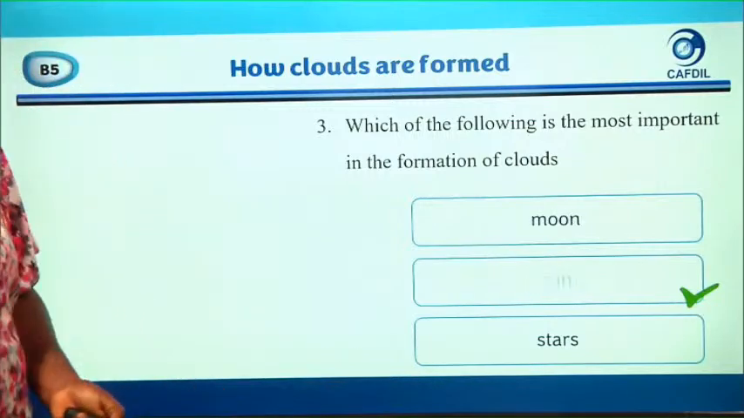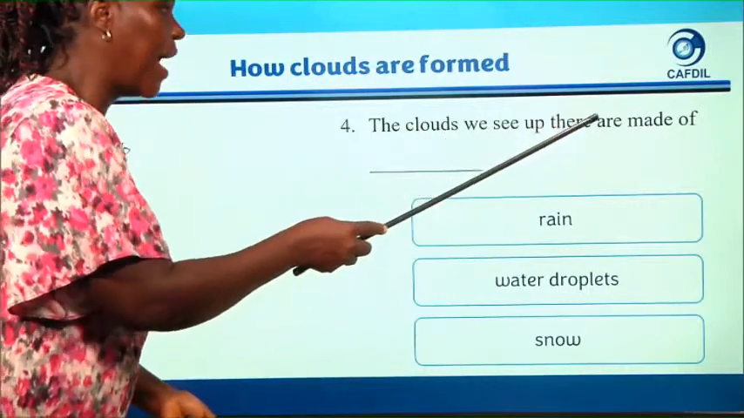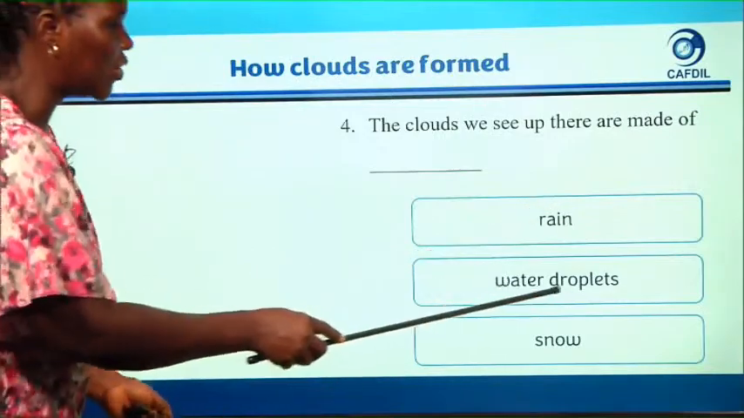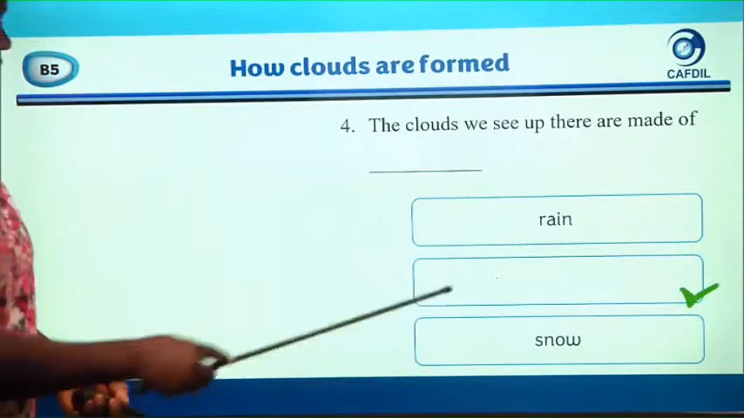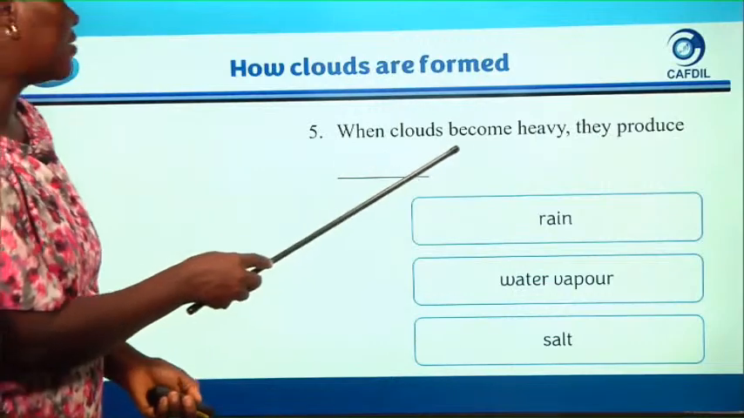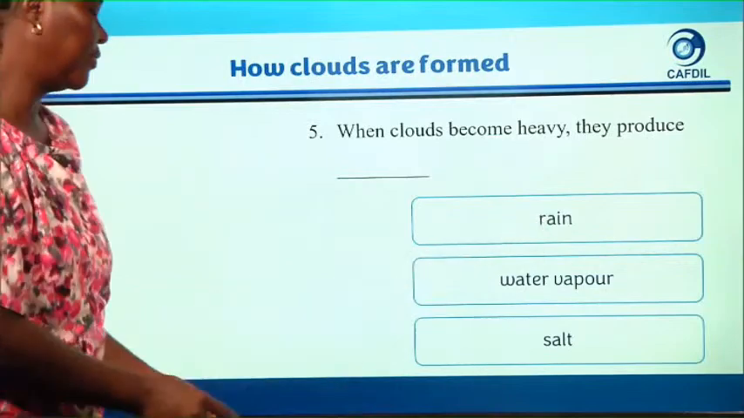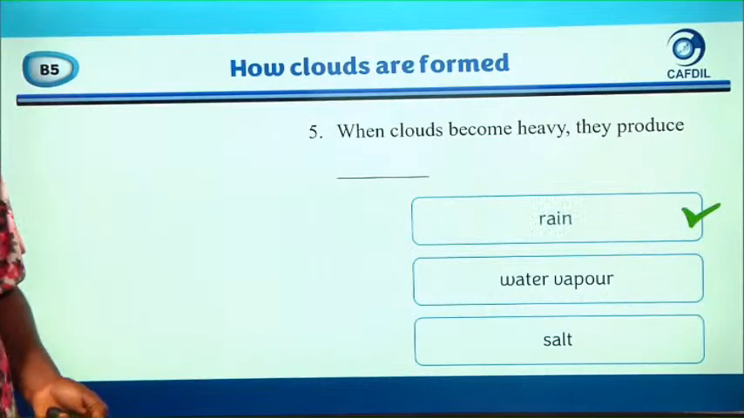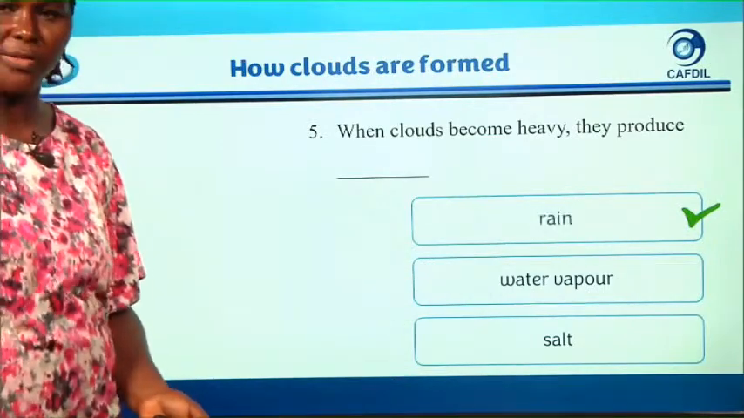Good. Number 4. The clouds we see up there are made of rain, water droplets, snow. Yes, water droplets. And the last one. When clouds become heavy, they produce rain, water vapor, salts. Yes, they produce rain. Good. You have done very, very well.